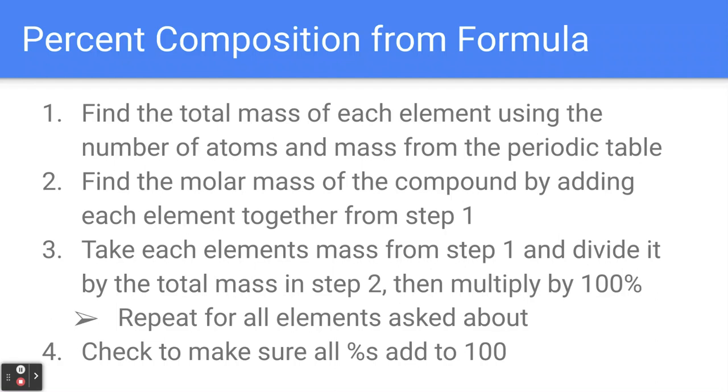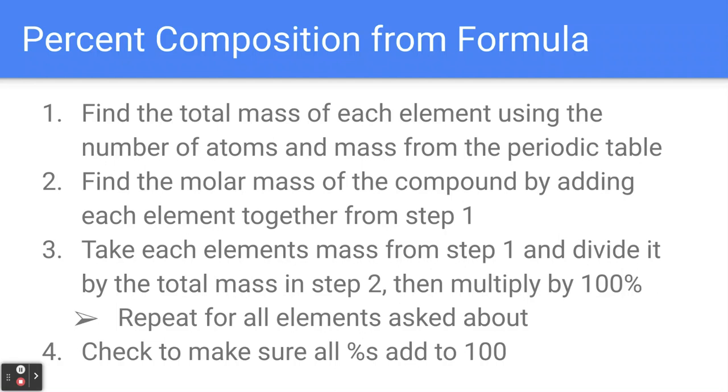Make sure you do that process and write that all down. Then you need to find the molar mass of the compound by adding all of those numbers from step 1 together. And then the third step would be to take the element masses from step 1, divide by the total mass of step 2, and multiply by 100. Repeat that for any or all of the elements that are asked about.